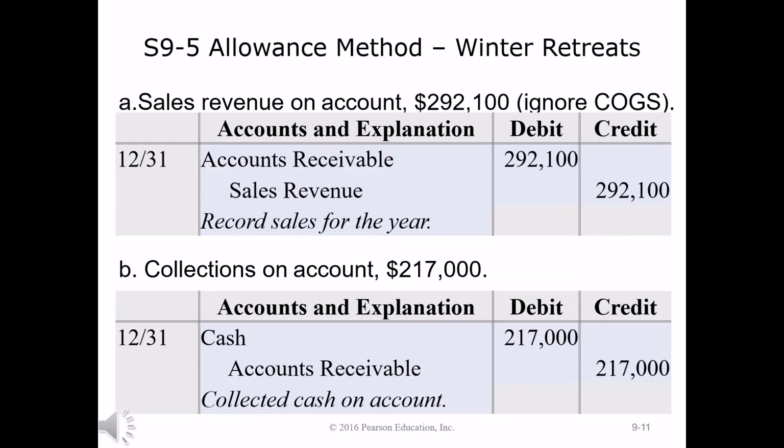The second entry is collections that we have made on these accounts receivable. All of our collections go into cash, so we have a cash debit of $217,000 and an accounts receivable credit of the same amount to reduce our accounts receivable balance since we've made these collections.